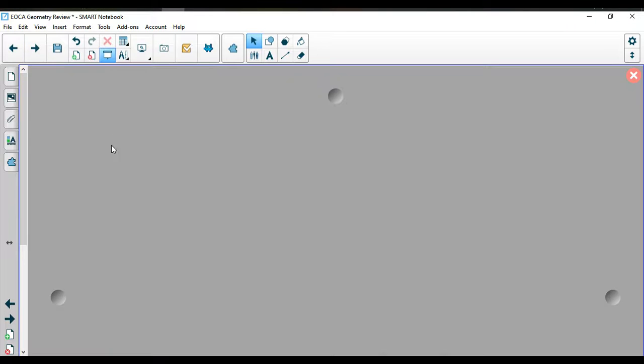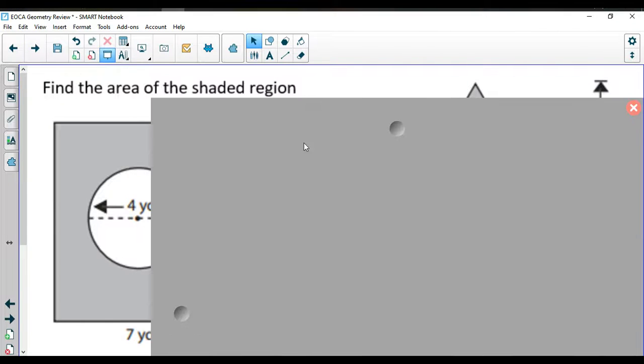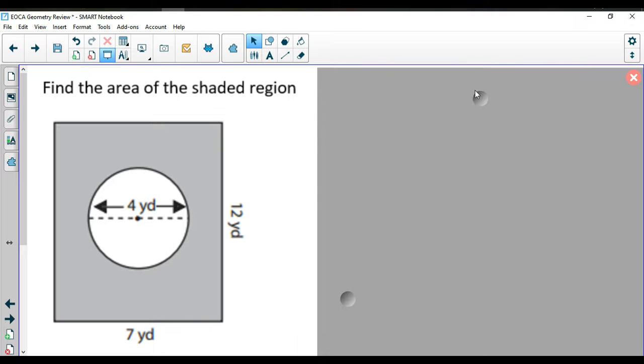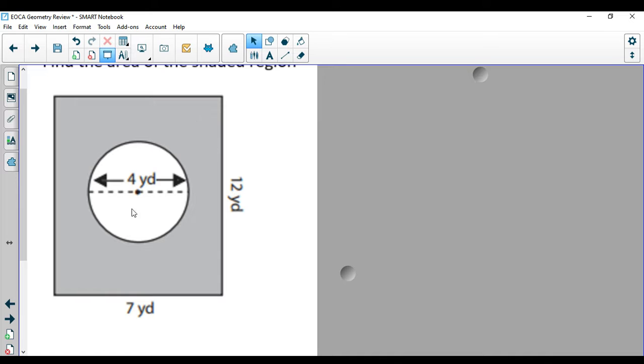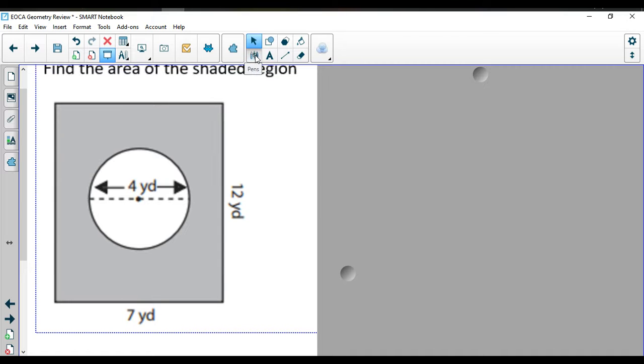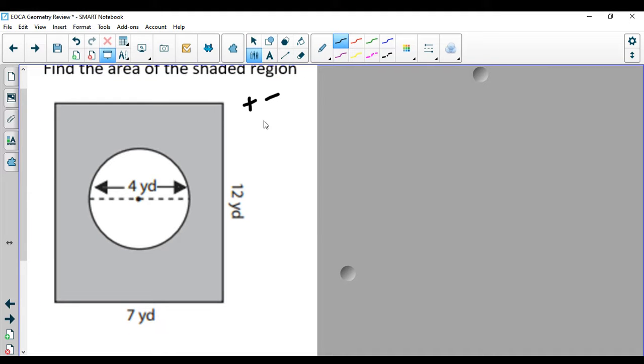So for our first one, we are going to be finding the area of our shaded region here. And what I want you to do is to take a look at the outside. We're just looking at this gray space that's in here. So are we going to use addition or subtraction to actually be able to calculate the area of that gray space? So for this one, because we're removing that circle, we are going to use a subtraction here.